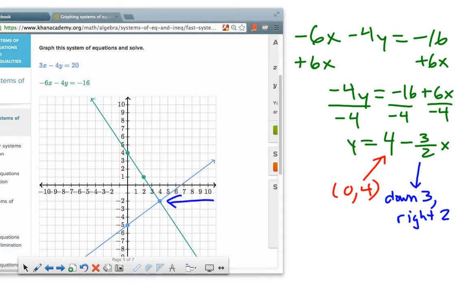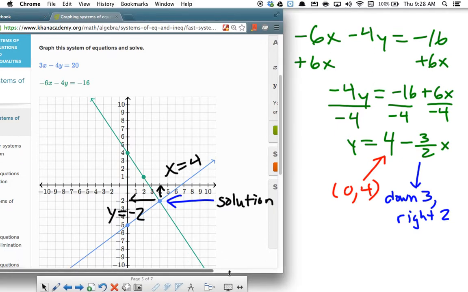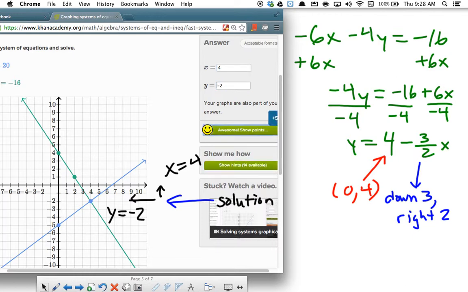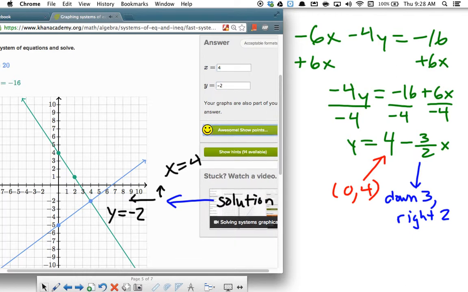And that spot is the solution. And so I have to find its coordinates. If I look up at the x-axis, it tells me x is equal to 4. If I look over at the y-axis from that point, it tells me that y is equal to -2. And so when I type in my solution here, I should put in x equals 4 and y equals -2. And it plays a little chime for you now.